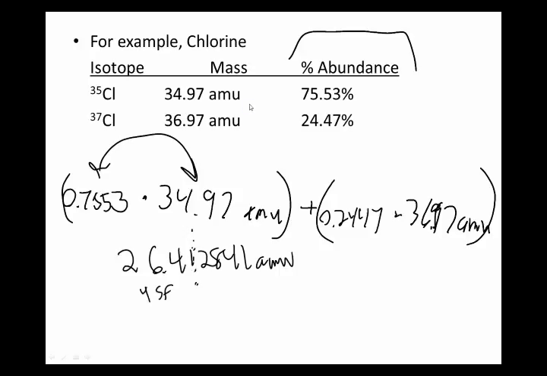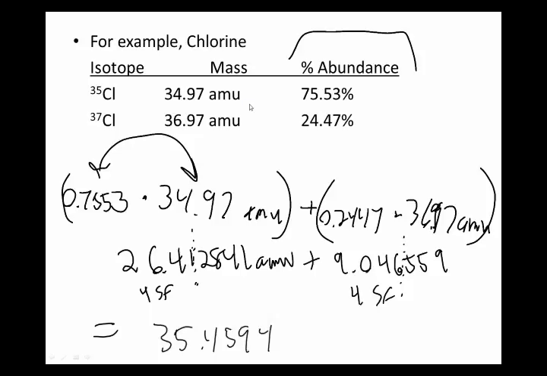Then I'm going to take 0.2447 times 36.97, and I'm going to get 9.046559, right? Also 4 significant figures, but realize that for this number, 4 significant figures is a different decimal place, which is relevant to the next step. Now I'm going to add the two resulting numbers together, keeping all the numbers in my calculator, and I'll round off at the end.